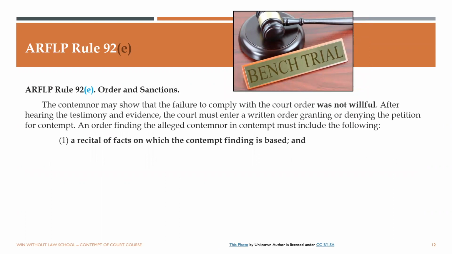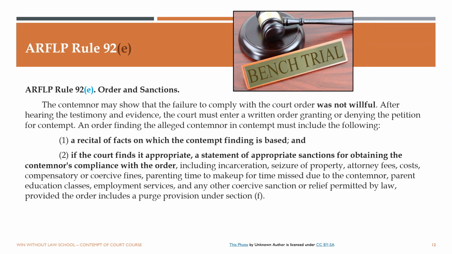Okay, so back to Rule 92E. If the court finds that there was a violation of the court order, then in that finding of contempt, the judge has to recite the facts on which the contempt finding is based, and the court has to indicate what the appropriate sanctions are for obtaining compliance. And this is where the court will consider what the petitioning party is asking for, consider the evidence, and then ultimately order some sort of sanction.